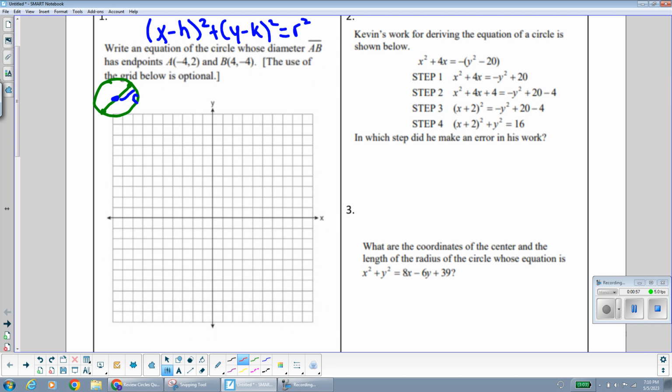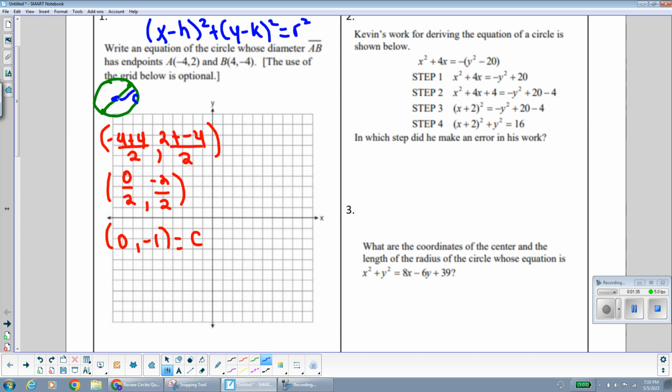In order to do that, first I'm going to find the center of the circle, which is the midpoint of the diameter. It's in the middle of the two endpoints of the diameter. So the midpoint formula is x1 plus x2 over 2, the average of the x coordinates, comma, the average of the y coordinates. So that would be 0 over 2, negative 2 over 2, which is (0, negative 1). So that would be the center of our circle. And now we just need the radius.